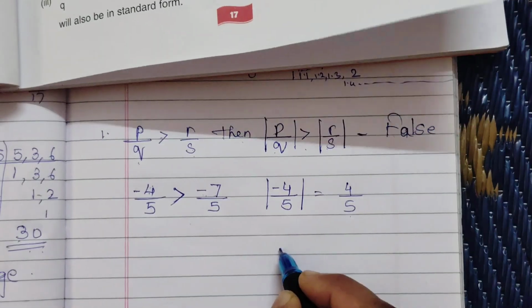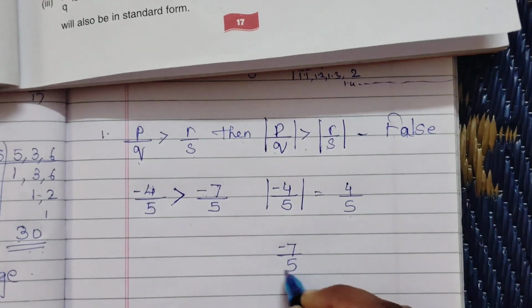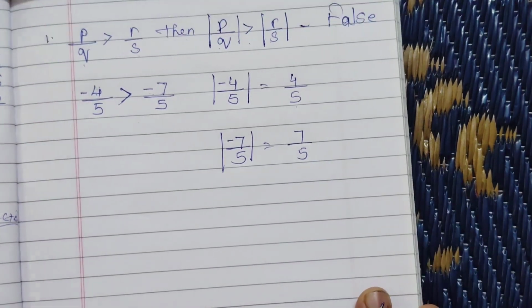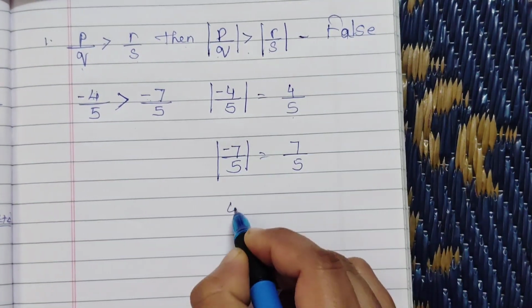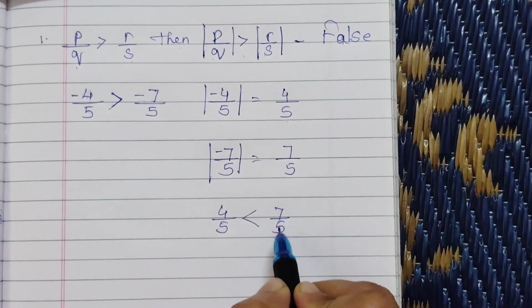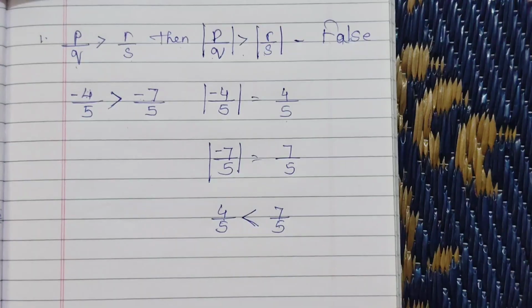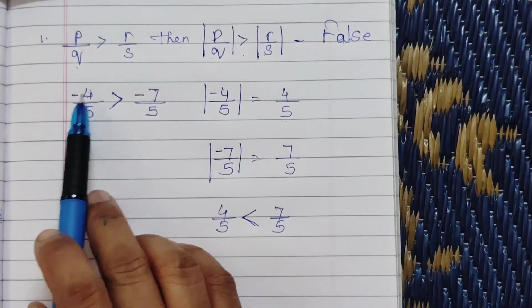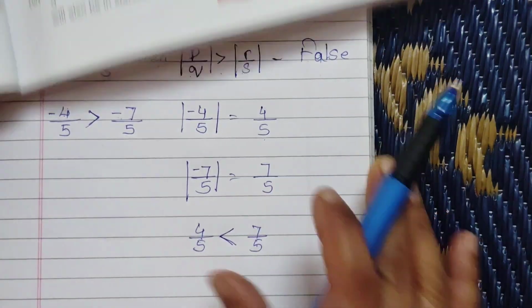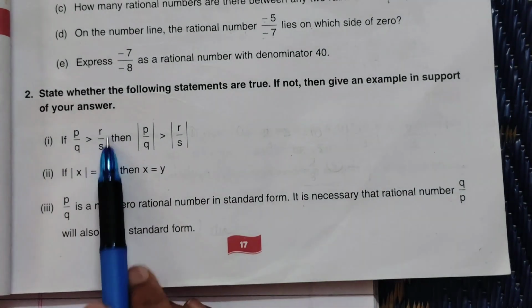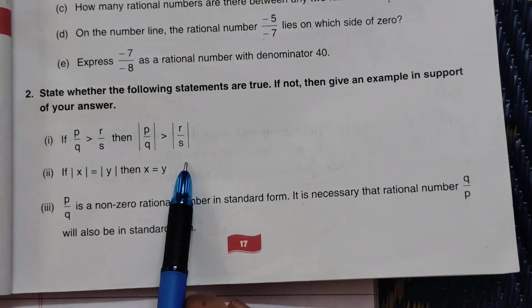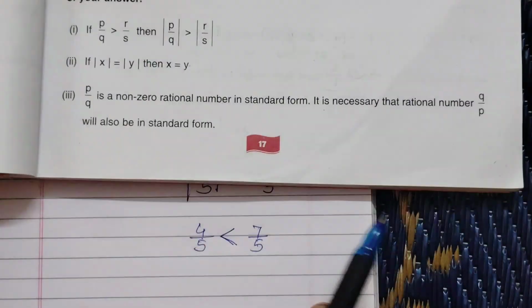And r/s is what? Minus 7/5 in the absolute value, so I will get 7/5. If we compare both, 4/5 and 7/5, which is greater here? 7/5. Both are positive, so 7/5 becomes greater. But here what was there? Minus 4/5 was greater. So that is why the answer is false. p/q is greater than r/s, but in absolute value it's not compulsory that it will be greater. It can be less also. So the answer is false.